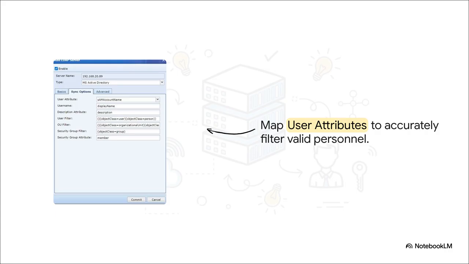This is typically the SAM account name for Microsoft environments, which is just the standard Windows logon name. You also configure user and OU filters. By setting the object class to user and person, you guarantee the IAG is only synchronizing actual human employees into its local mapping, which keeps your policies super clean and efficient. Because let's be real, nobody wants to accidentally apply web filtering rules to a network printer.